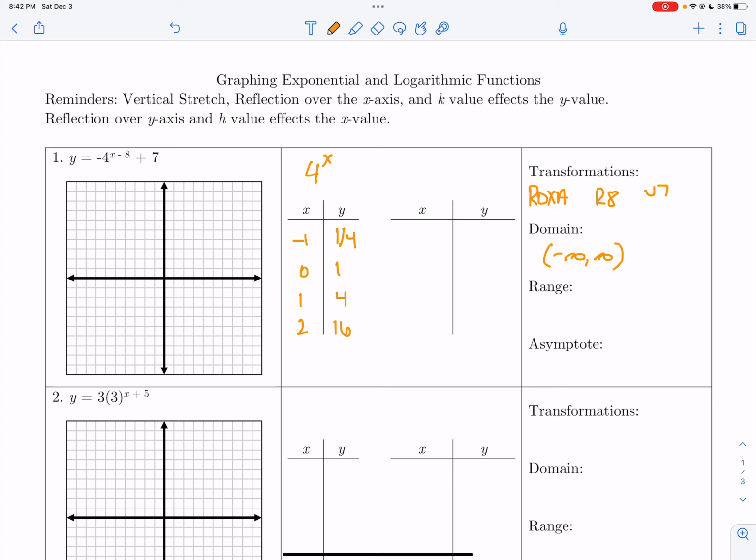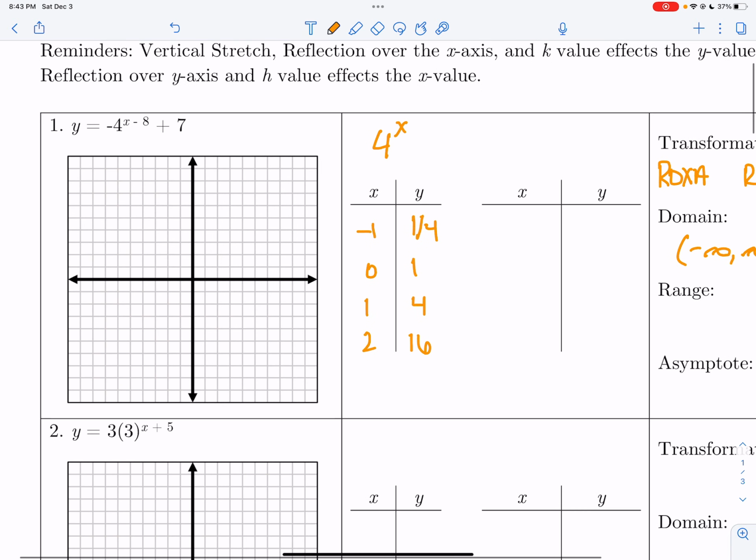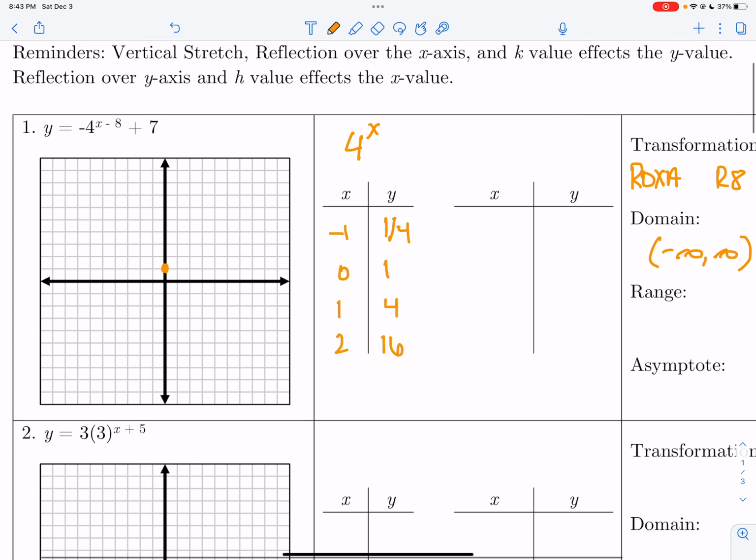And now we just need to figure out, how am I supposed to graph this? Okay, so I'm going to show you 2 ways. I'm going to show you the graphical way, and then I'm going to show you the algebraic way. Graphically, if I were to use this, and let's say I have 0, 1, which is my reference point. And if I have a reflection across the x-axis, my 0, 1 now turns into this point right here.